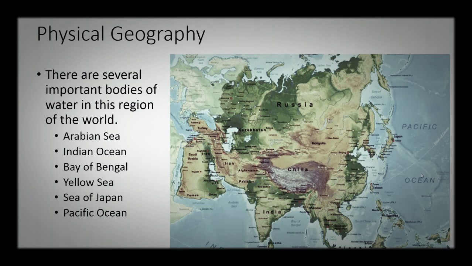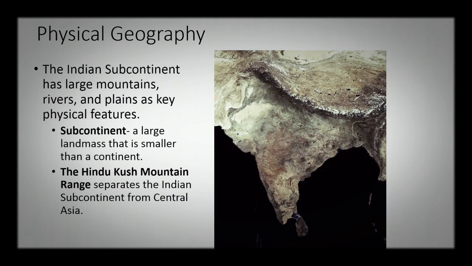All right, so those are the main bodies of water that you need to know about for East Asia, the Indian subcontinent, and Southwest Asia. Of course, there are other major bodies of water around, especially in Southeast Asia, like the South China Sea and the East China Sea. But those are the main ones that we're going to be focusing on. We're going to focus in on the Indian subcontinent region.